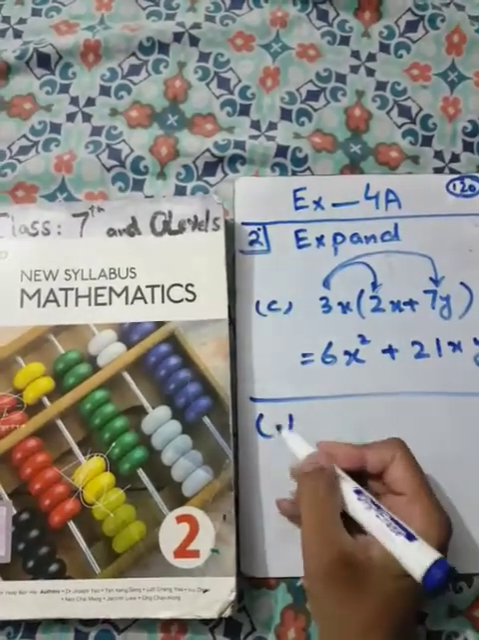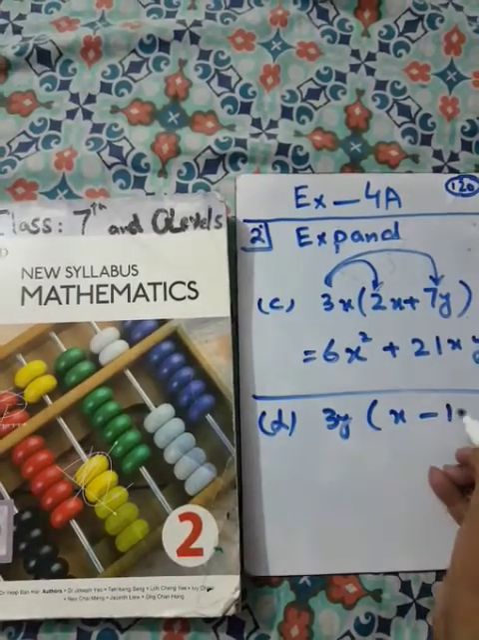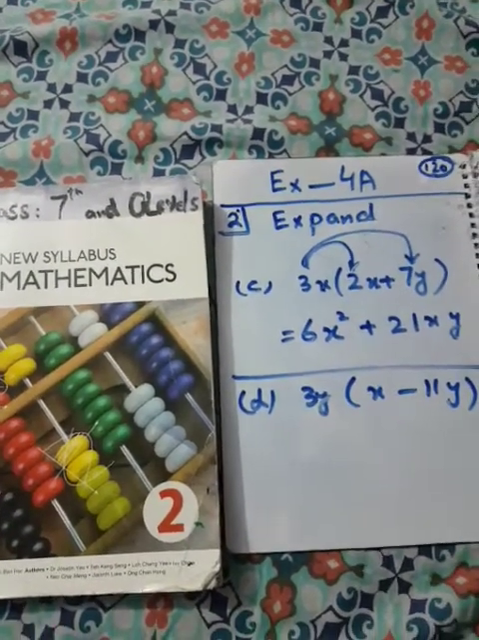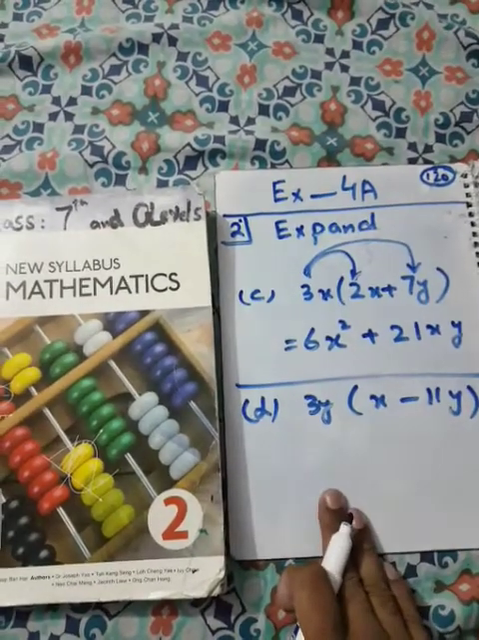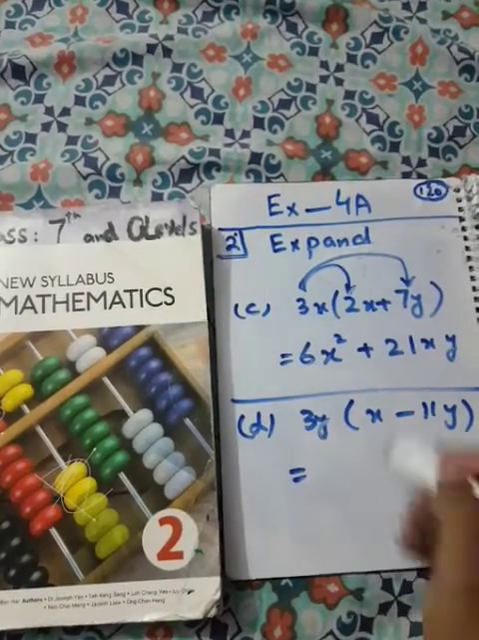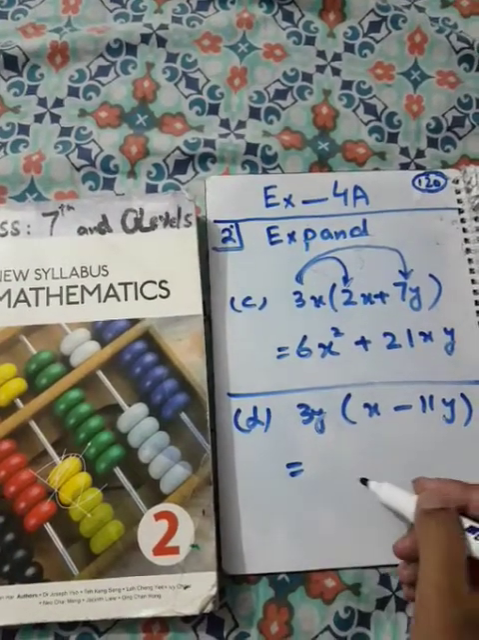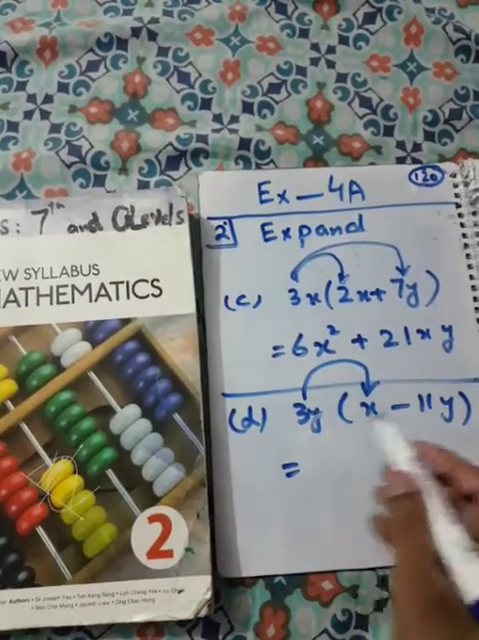Now you should stop the video here and check if my solution matches with your solution. Now let me do part number D. 3y into x minus 11y. Okay, be ready to learn it. If you want to do it yourself, then I shall encourage you to do it yourself. Whether you have done it or not, whatever is the case, now let me show how you can do this.